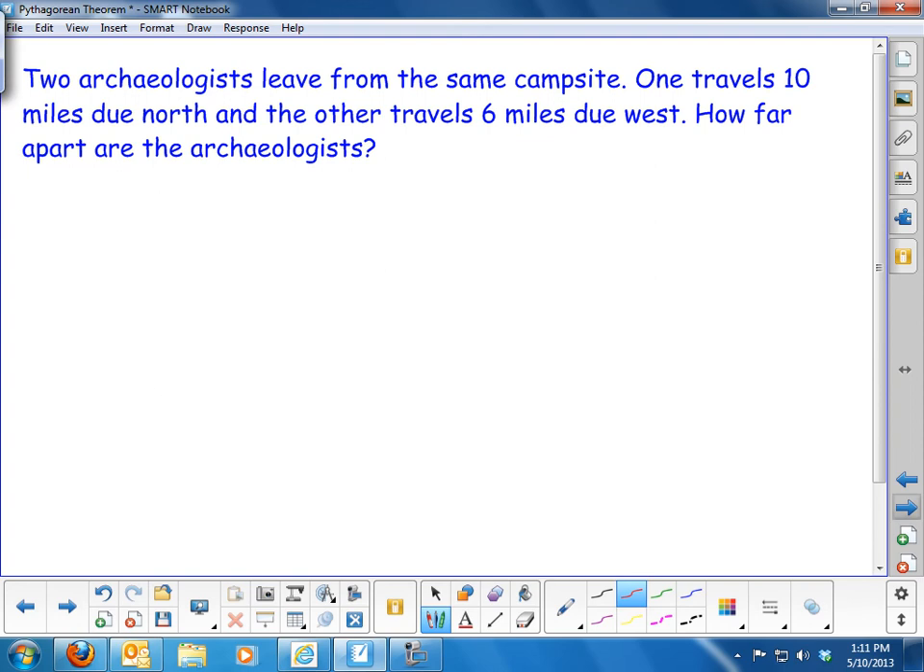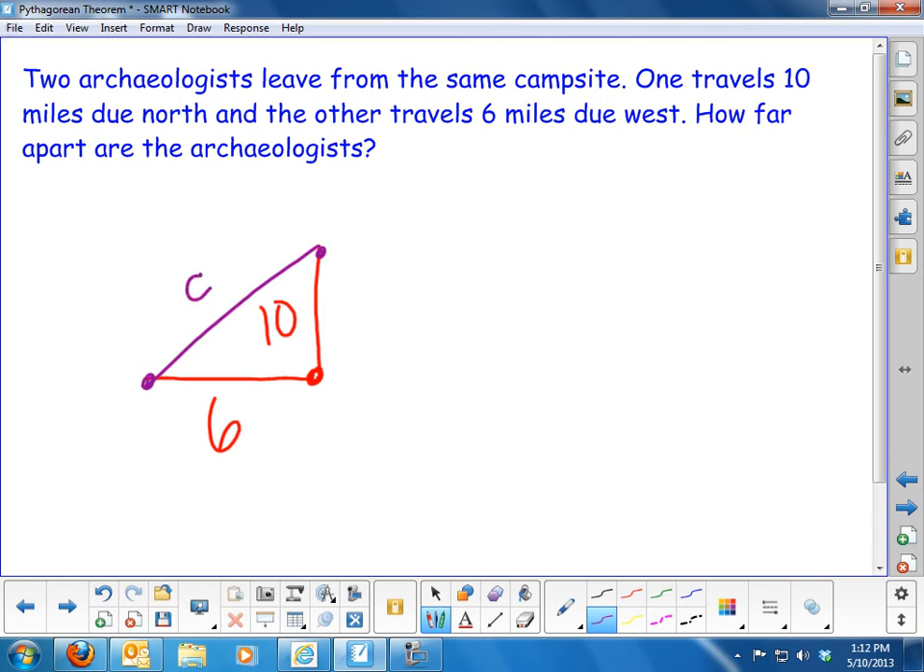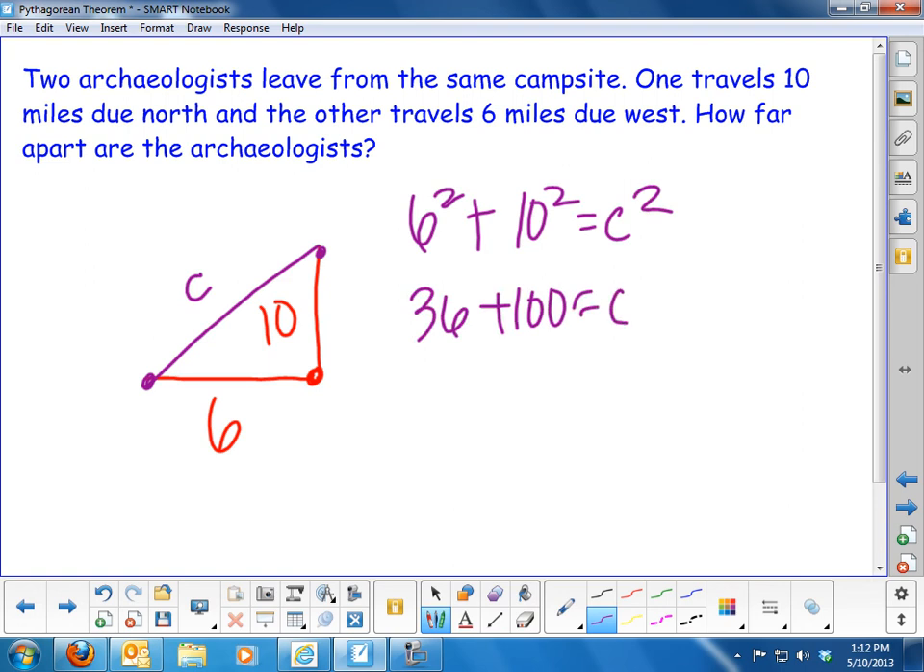Two archaeologists leave from the same campsite. One travels 10 miles due north, so if this is our campsite, one travels 10 miles due north, and the other travels 6 miles due west. So west would be this way. How far apart are the archaeologists? So what we want to find right here is how far are we from here to here. So we're looking for this distance, which is our c. So let's set up the Pythagorean theorem. 6 squared plus 10 squared equals c squared. I have 36 plus 100 equals c squared.